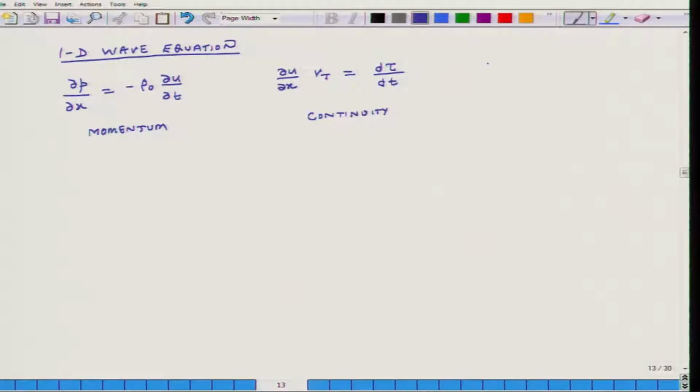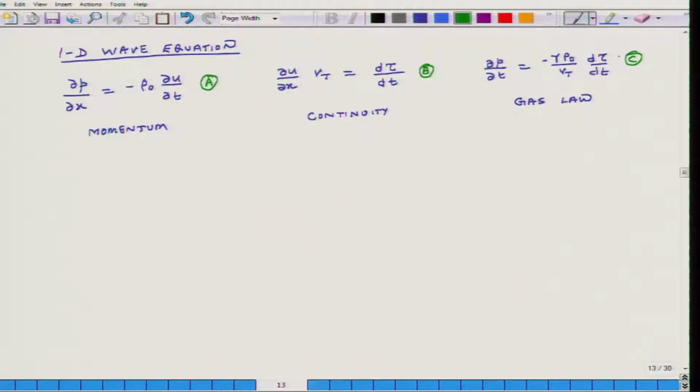And the third equation which we had developed was from the adiabatic process equation, and that is del p over del t equals minus gamma p naught over V t d tau over dt. So, this is the gas law. Let us number these as equation A, equation B, and equation C.